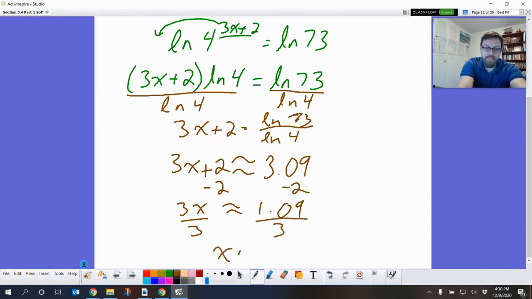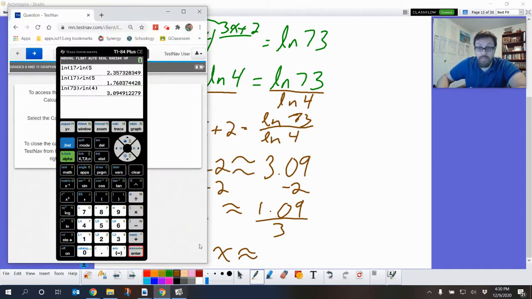And then we divide by 3, divide by 3. So x is approximately, and now is when I'm going to go back to my calculator and be careful with what I did. So it remembers all of these decimal places right now.